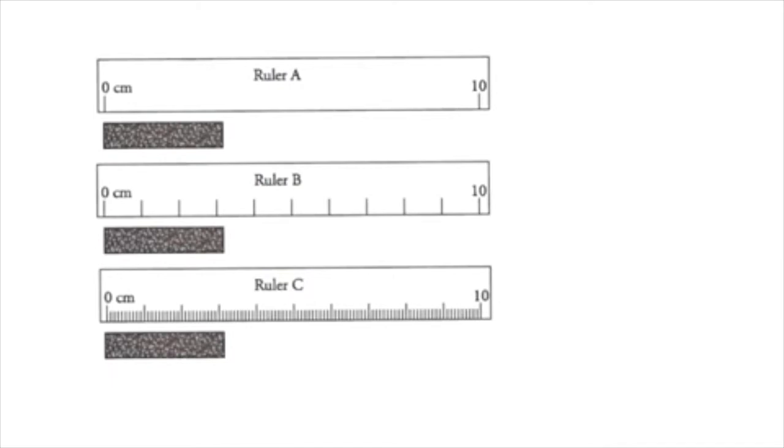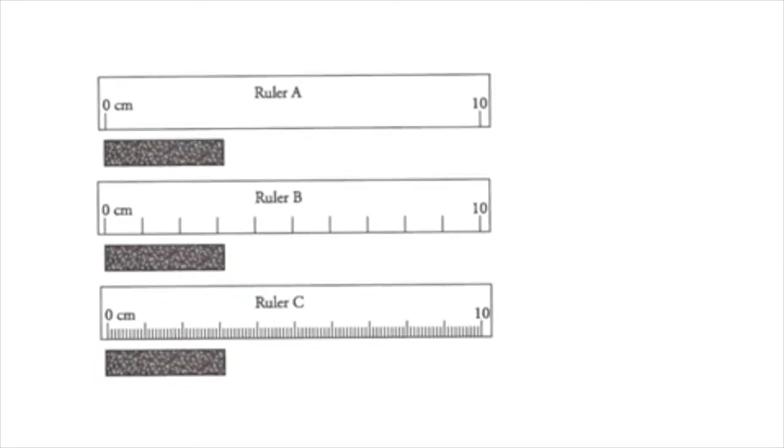It looks like it may be somewhere between 3 and 4, so we're just going to guess 3. Using ruler A, the best guess that we could get is that the piece of wood or whatever we're measuring is 3 centimeters long. Maybe someone comes along and says, oh, you have a really cruddy ruler. Here's a slightly better one. This one has marks every single centimeter, and you can see 0 centimeters, 1 centimeter, 2 centimeters, and so on.